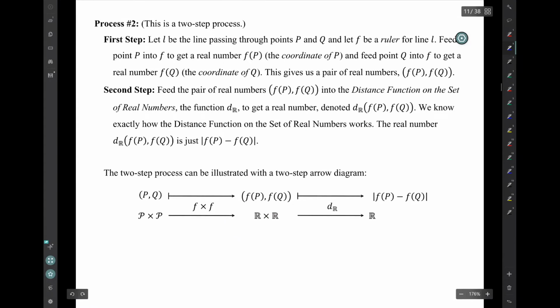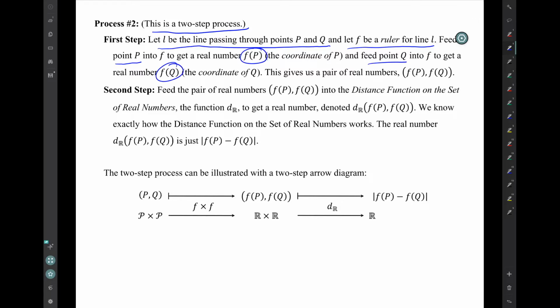Process number 2 is a two-step process. The first step is we use L, that's the line passing through points P and Q, and we let F be that ruler for that line. We feed point P into F to get just a real number called f of P. That's the coordinate of P. And then we feed Q into the function f to get a real number f of Q. That's called the coordinate of Q.